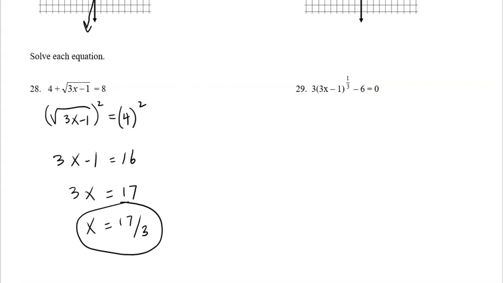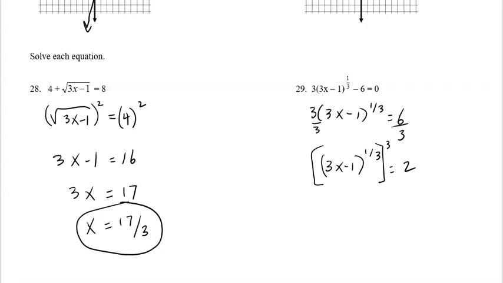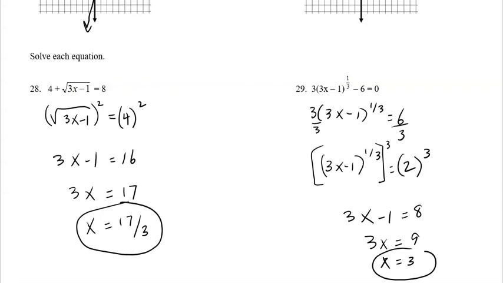So once again, isolate the radical. Raising something to a fraction is another way of saying radical. So let's do the 2 steps needed to isolate the radical part. We're going to add 6. Then we're going to divide by 3 on both sides. And the way I undo raising this to the 1/3 power is I raise it to the 3rd power. 3x minus 1 is equal to 8. 3x is equal to 9. X is equal to 3.